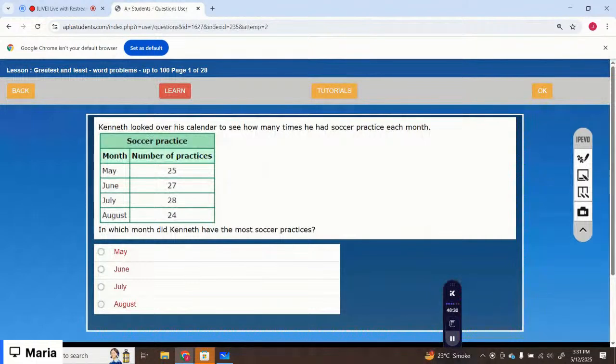Kenneth looked over his calendar to see how many times he had soccer practice each month. In which month did Kenneth have the most soccer practices? The most soccer practices is 28. That means in July they had the most soccer practices. The correct option is July.